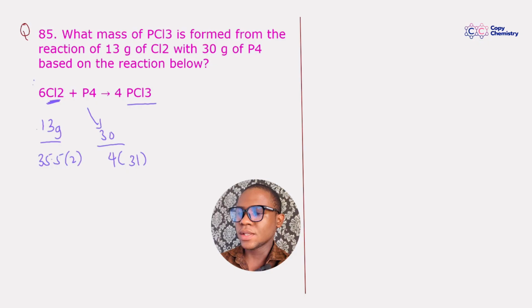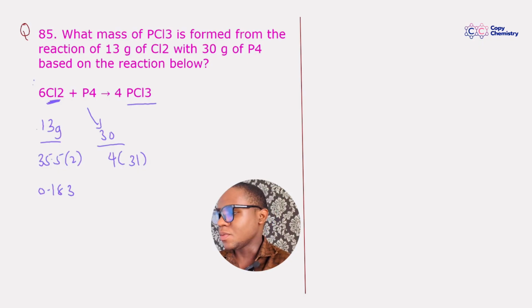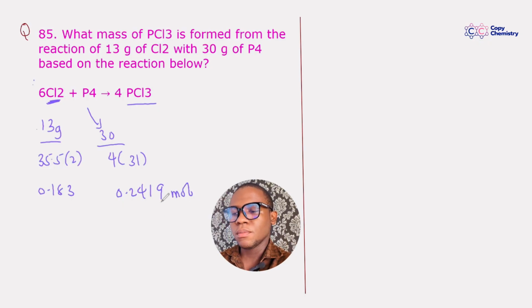Okay, so you see that? Now, what would that give us? We would have 0.183 for this one. And when you divide this other one, you should have 0.2419. All right, so these are the moles of these two reactants given to us. And then we are asked to calculate the mass of PCl3 that will be formed. Let's just do this on the side.